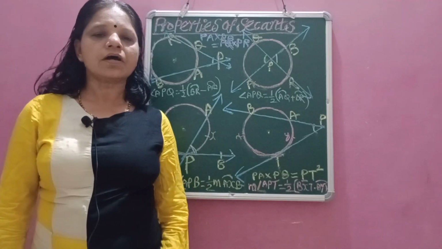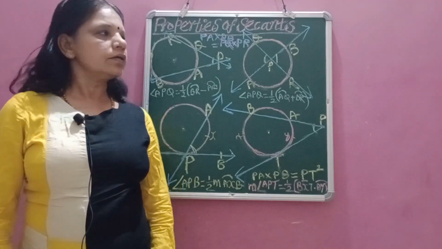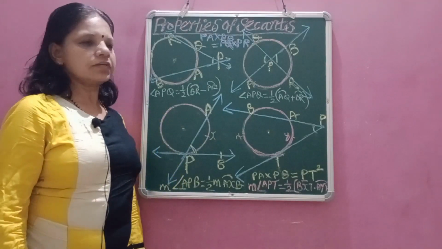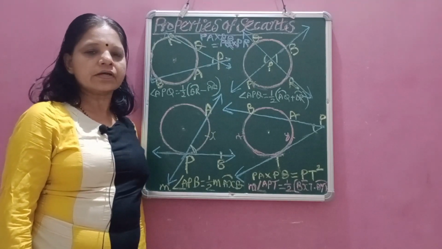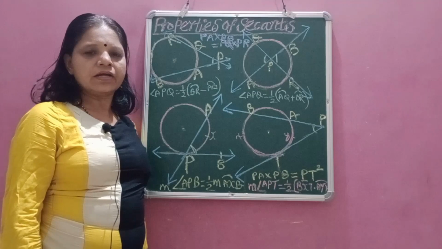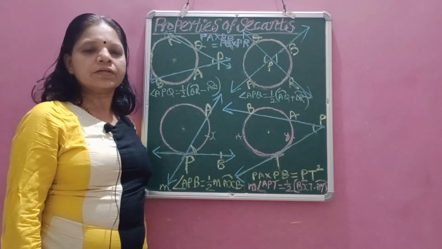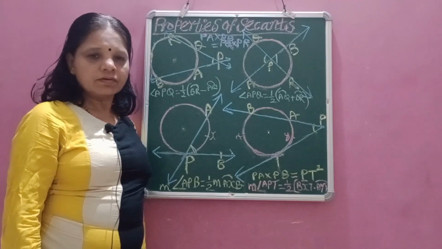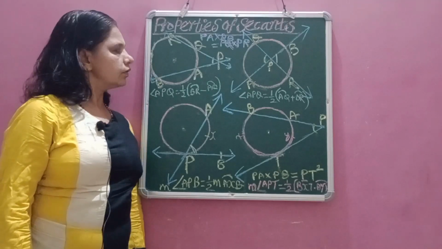So let us start today's lesson with a new topic, that is properties of secants. You have studied what a secant is. It is a line intersecting the circle at two distinct points. Here we will study some important properties of secants.